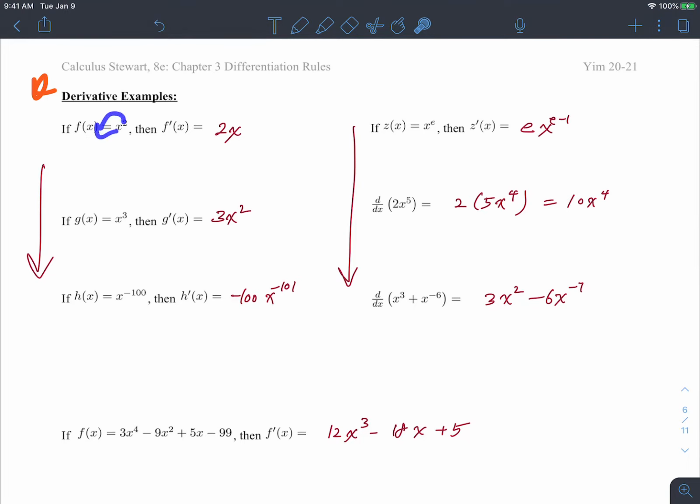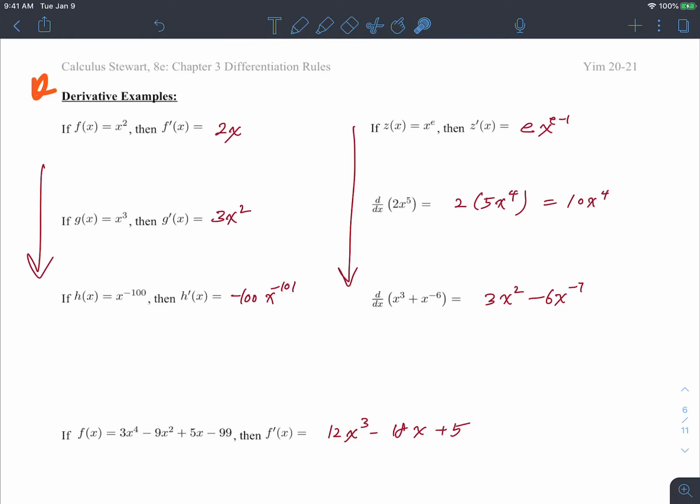Bring the 2 to the front, subtract. Then 2 is here. 2 minus 1 is 1. Bring 3 to the front, right there. Subtract 3 by 1, you get 2. Bring that to the front, you get negative 100. Subtract 1, you get negative 101.